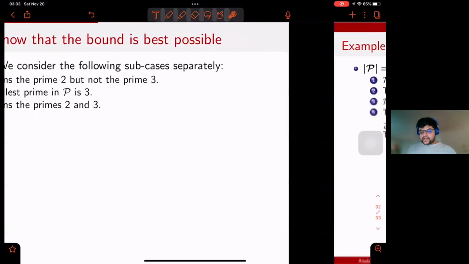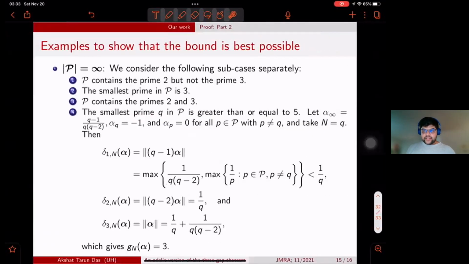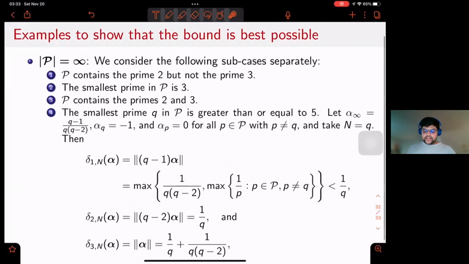And the fourth and final subcase is when the smallest prime in the set P, which is denoted by Q, is at least 5, so it will be 5 or bigger. In that case, the real component of our vector alpha is defined as (Q minus 1) over Q times (Q minus 2). And the periodic number at the Qth place is -1, and for all other places, it's just going to be 0. So that's our vector alpha.